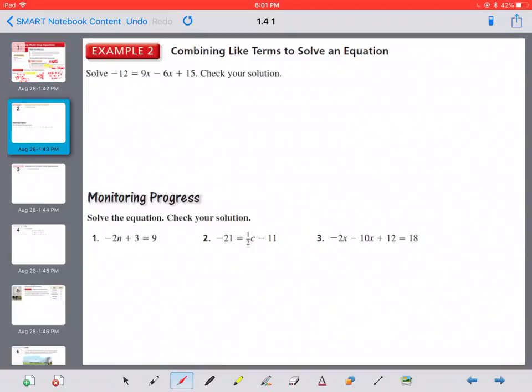That's how you check your solution. Notice I did it. That means you do it. If it says it, you do it. Just plug it back in and check.